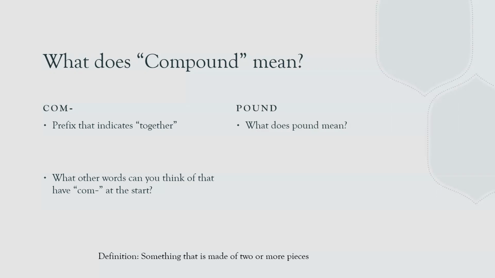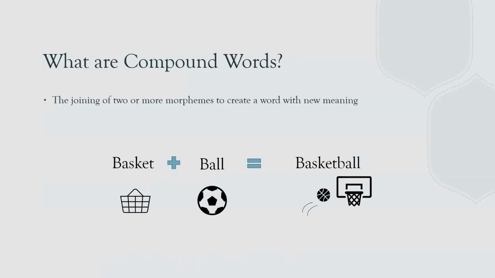So the definition of a compound is something that is made of two or more pieces. So what are compound words? Compound words are the joining of two or more morphemes to create a word with a new meaning.